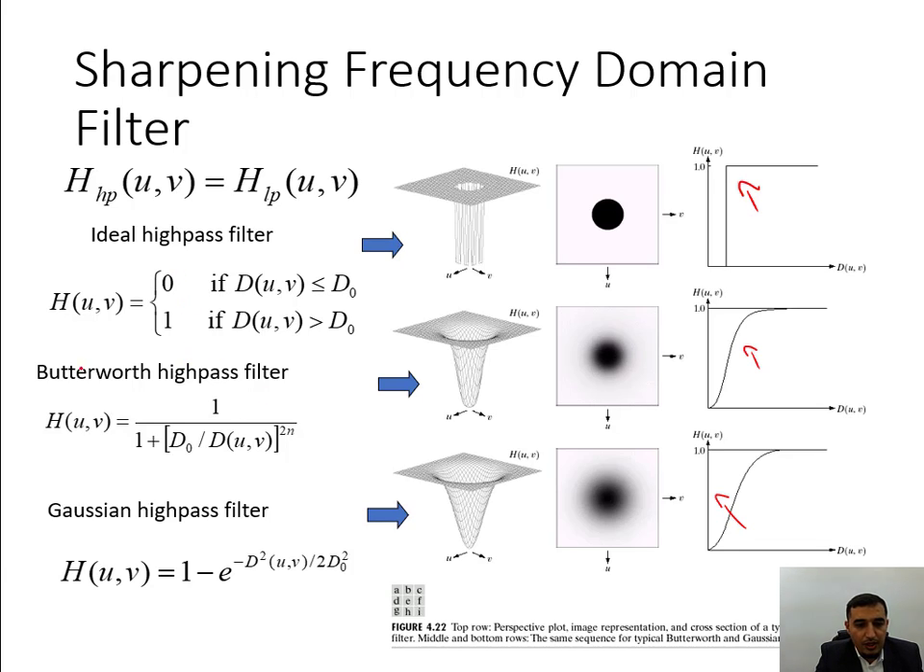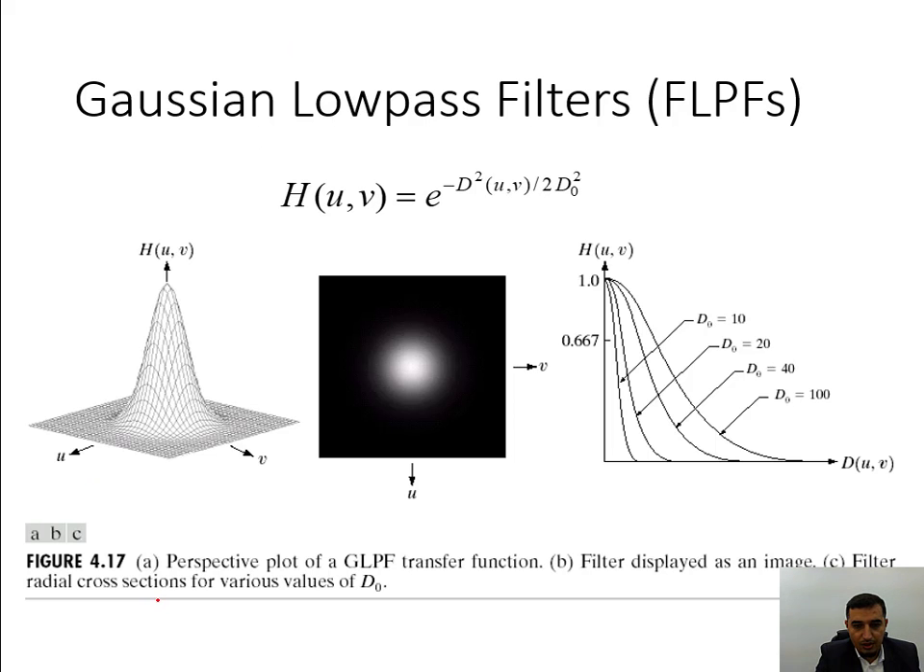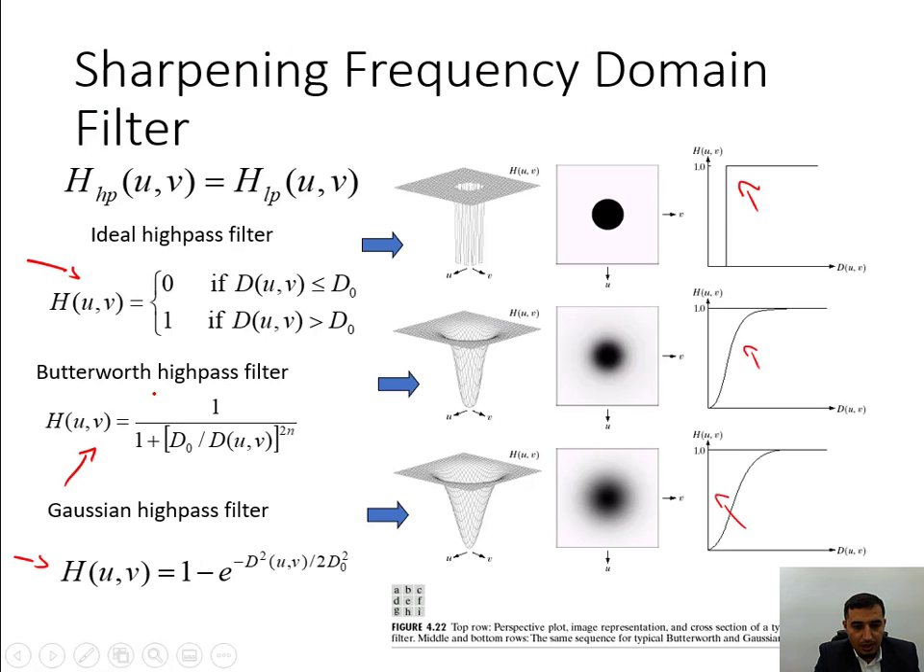We have these equations. This is for the ideal, this is for the Butterworth, and this is for the Gaussian. And you can see the difference in the equations compared to these equations. This is the Gaussian low pass filter. It was e to the power minus D squared(u,v) over 2D squared. So here the Gaussian high pass will be 1 minus that value.